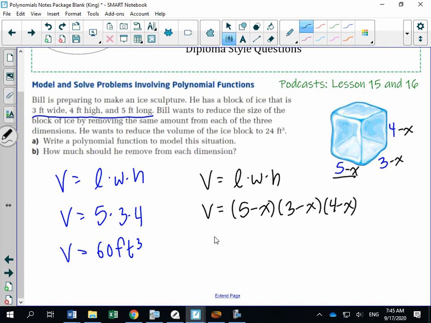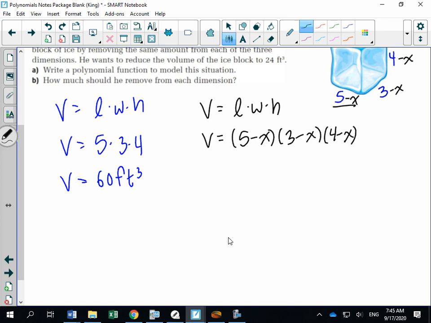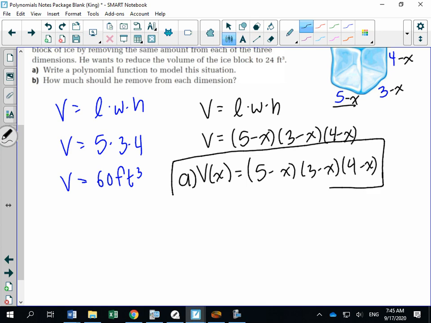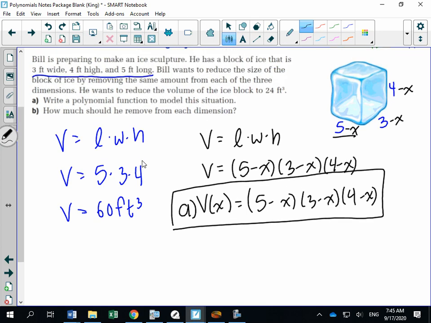And then what we do is we want to write this as a function. So we say the volume as a function of x is equal to 5 minus x, 3 minus x, so I'm just writing this in proper function notation, and 4 minus x. So A says write a polynomial function to model this situation. So this would be the answer for A after he's removed the certain amount from each side. After he's removed x from each side, this would be our polynomial function.